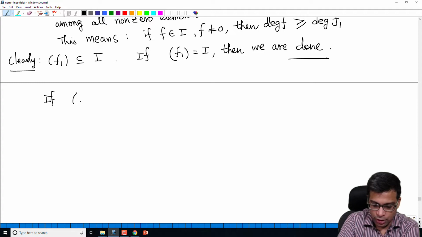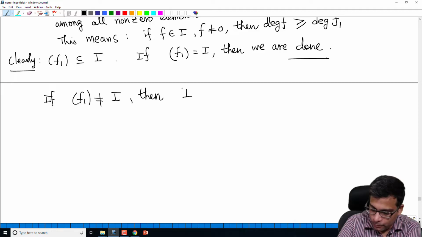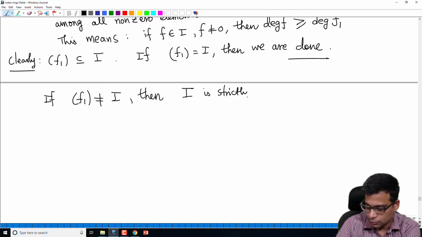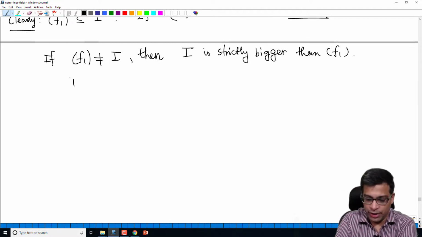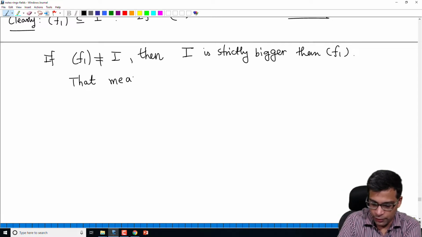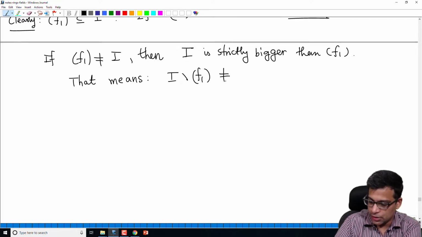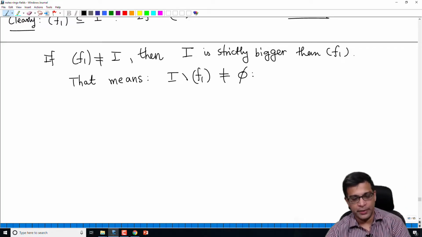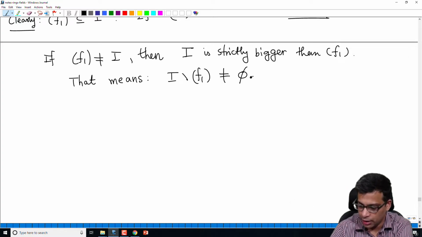If not, in other words, if the ideal generated by f1 is not I, then I is of course strictly bigger, because certainly it contains f1, but if it is not equal, it is strictly bigger. Yet another way of saying that is that the set I minus f1 is not empty. In other words, elements in I that are not in f1 form a non-empty set. There are elements in I that are not inside the ideal generated by f1.